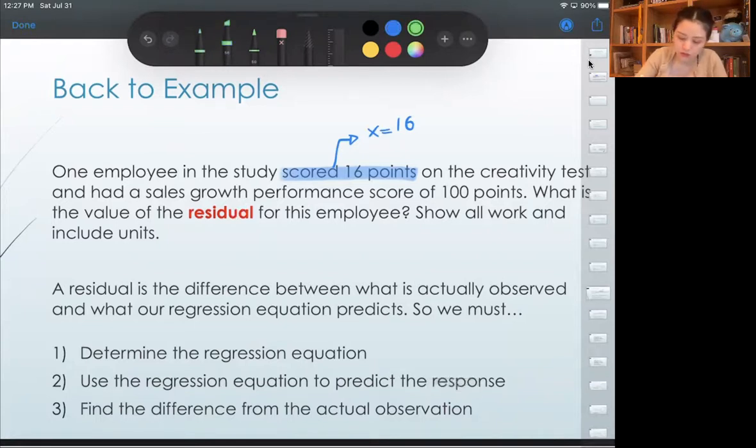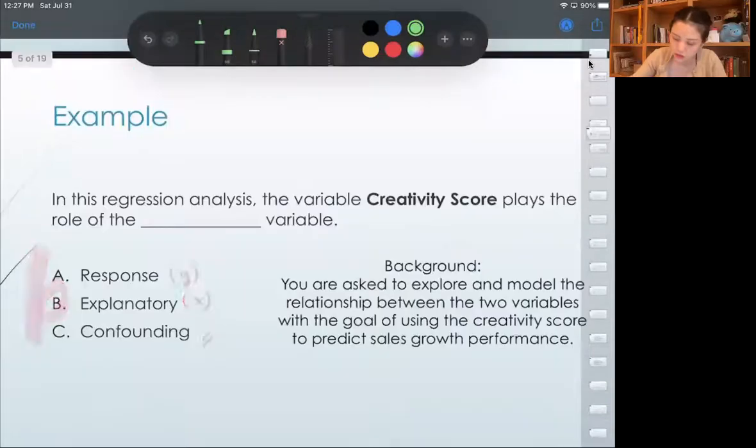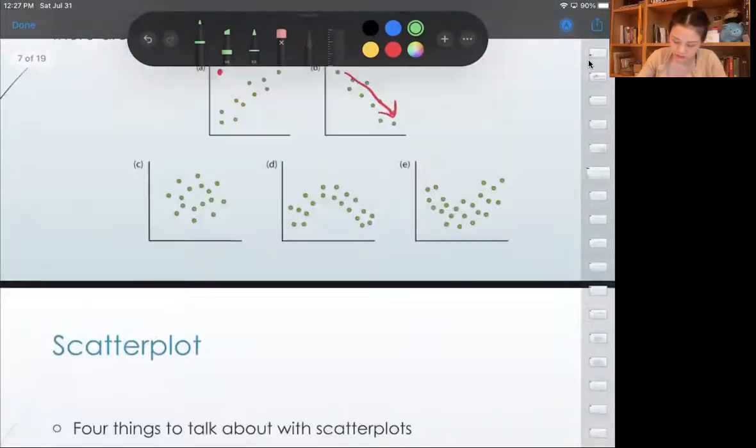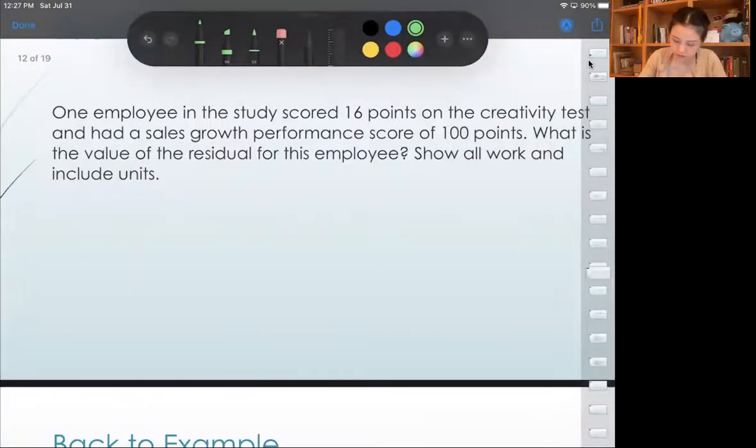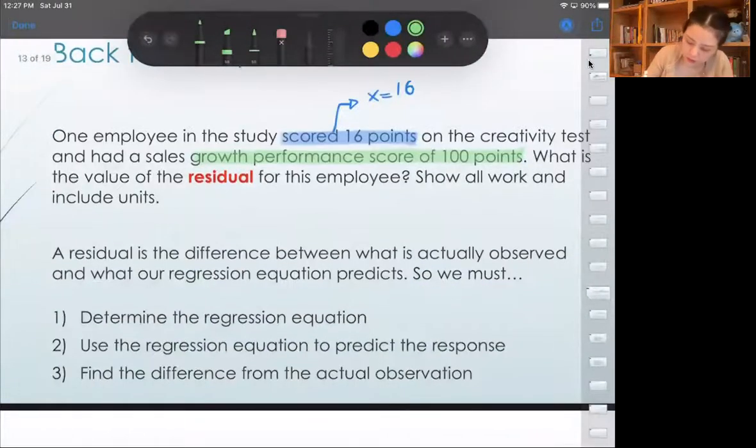Maybe I'll highlight in green. The growth performance is 100 points. So that means this 100 right here is my y, which is equal to 100.